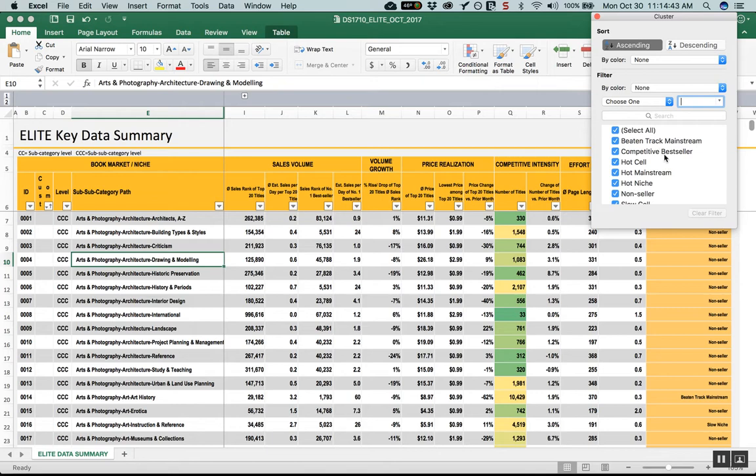Then we have competitive bestseller. Now, competitive bestseller is a little better than beaten track mainstream, but competitive bestseller is going to be where the titans live. This is going to be where the well-established or the traditionally published backed authors and the marketing machines, the groups are going to live. So we don't want to be in there either.